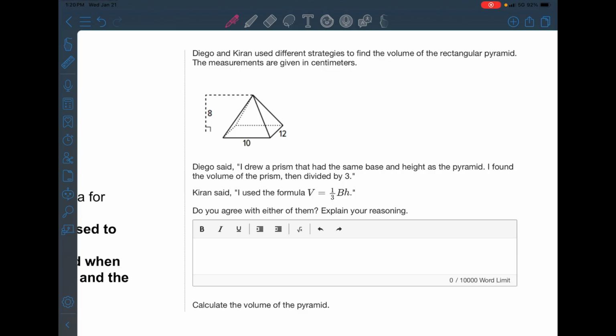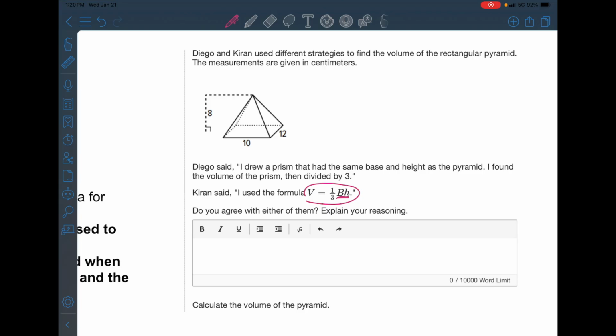Explain your reasoning. Well, Diego's works because if you have a prism with the same base and the same height, then 3 of these pyramids would fit into it. So you can find the volume of that prism and divide by 3 to get the volume of this pyramid. And this is actually the formula that does that. Here's the volume of the prism, and when we multiply by 1/3, we're dividing by 3, and we get that.